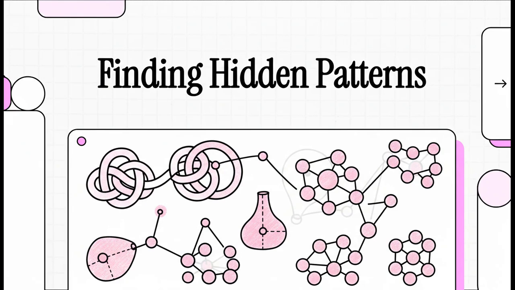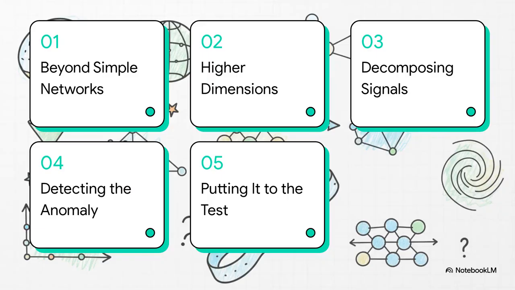Welcome to The Explainer. Today, we're diving into some really fascinating research that gives us a completely new way to find weird or anomalous behavior in complex data. It's a method that looks beyond simple one-to-one connections to find patterns that are hiding in the relationships between entire groups. So, here's our roadmap.